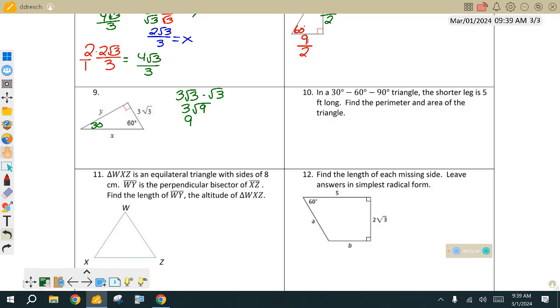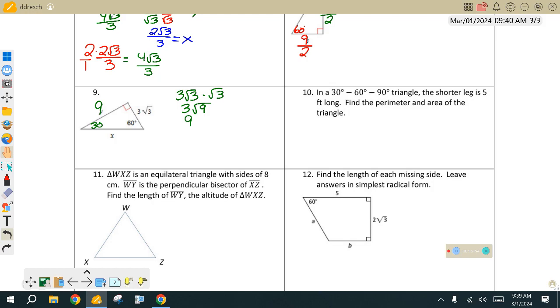Now what variable did we just find? Oh, not x. We found y, right? So just watch small things like that. Okay, we found y, right? And what's the last one we have to go find? And what does the hypotenuse say?